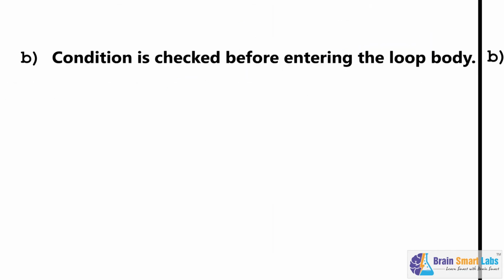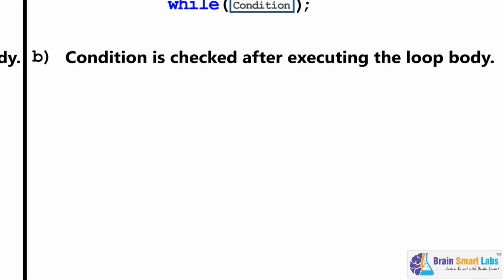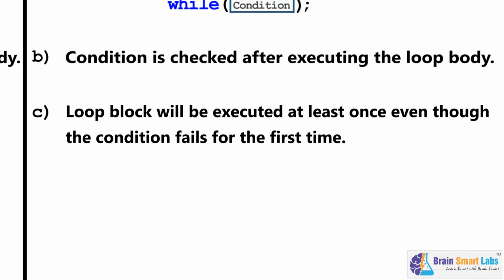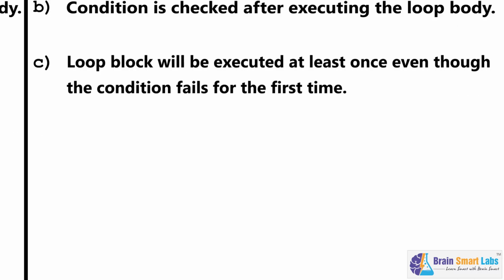In a while loop, the body of a loop is not at all executed if the condition turns out to be false initially, whereas in a do while loop, the body of a loop is executed at least one time even if the condition fails initially. A while loop is an entry control loop as the looping condition is compulsorily checked at start, whereas a do while loop is an exit control loop as the looping condition is always checked at last.